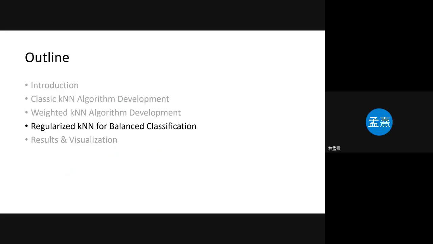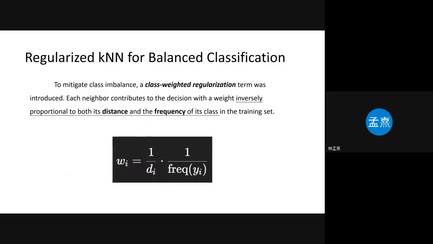Okay, so now I'll be presenting our regularized KNN. Next slide, please. The way we choose the weight for our regularized KNN is as follows. It's inversely proportional to the distance and the frequency of the class. So as you can see, it's a relatively simple strategy of deciding the weight. I think it can be seen as a degenerate version of the previous one, the weighted KNN, since the decision is actually simpler.